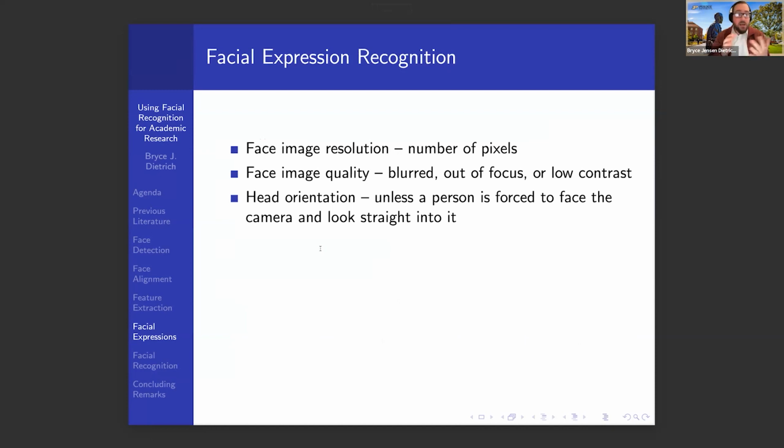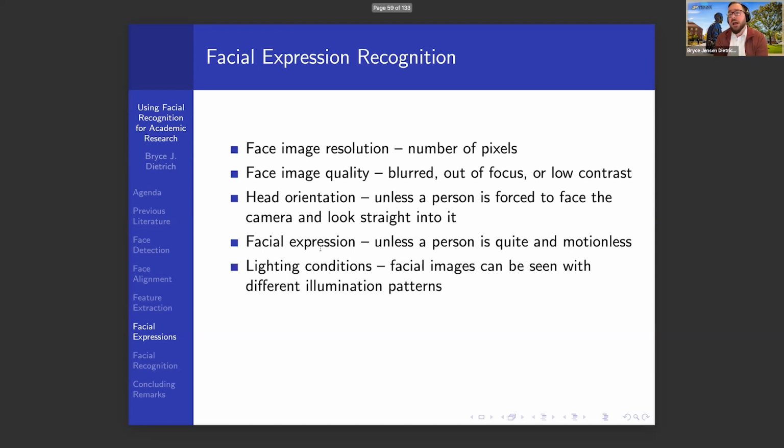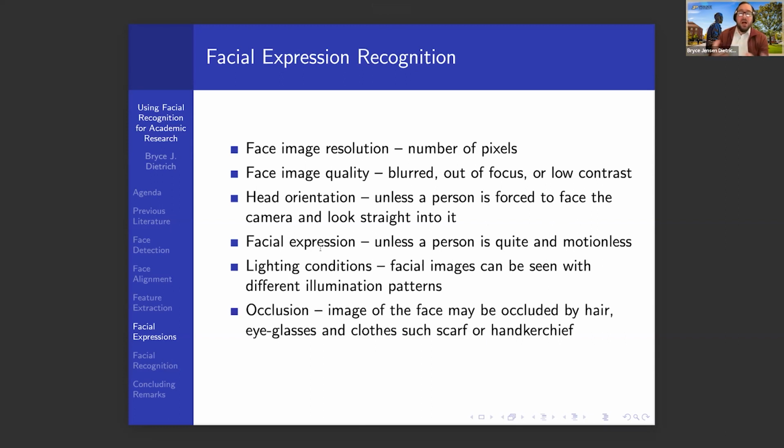Head orientation, again. So are they looking to the side? Are they looking straight on? Facial expression. So unless a person is quiet and motionless, this could certainly affect it as well. Lighting conditions. So facial images can be seen within different illumination patterns, which we've already talked about. Eyeglasses, clothes, other things that could occlude the image could also implicate it. And then again, aging. A person's face changes over time, so we'd want to develop a system that is robust to those things.